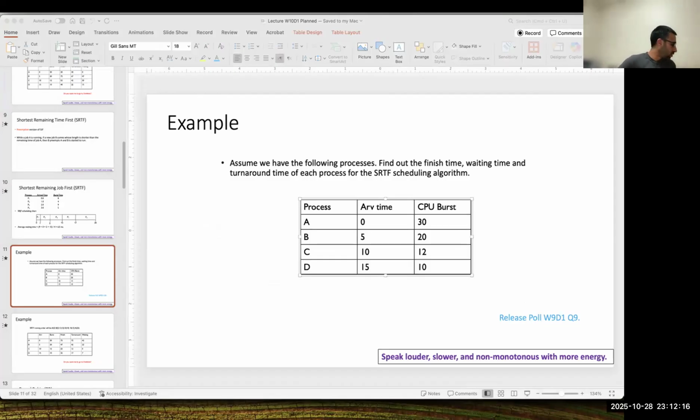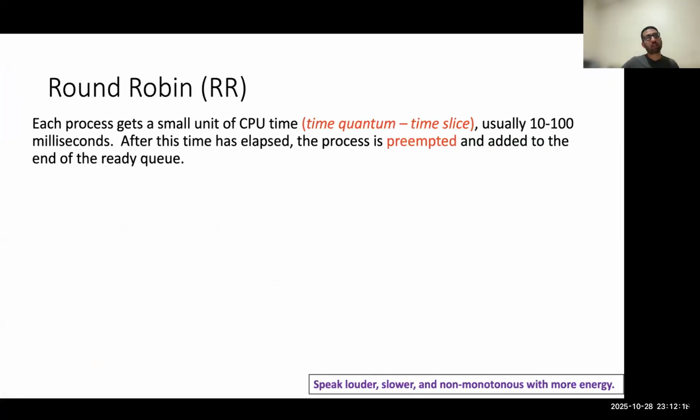Okay, the next scheduling algorithm we have is the round robin algorithm. In this algorithm, each process gets a small unit of CPU time, which we name as time quantum or time slice. That time quantum or slice is usually 10 to 100 milliseconds. After this time quantum has elapsed, the process is preempted and added to the end of the ready queue, right?